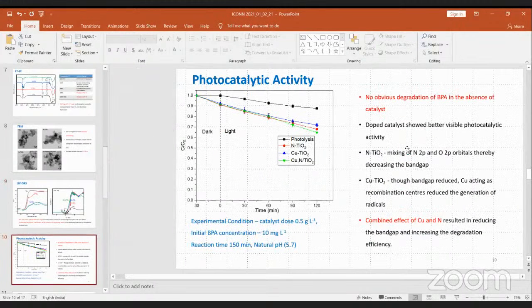Then successively, we have performed experiment to see the relative performance of these three catalysts under. Yes, sir. 2 to 3 minutes.